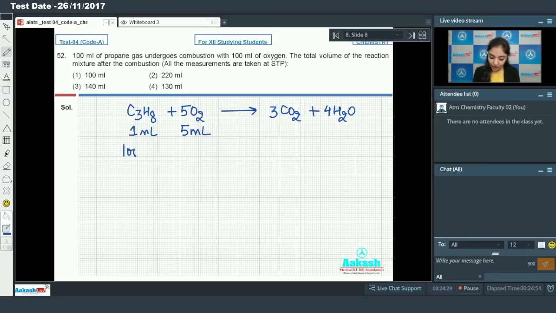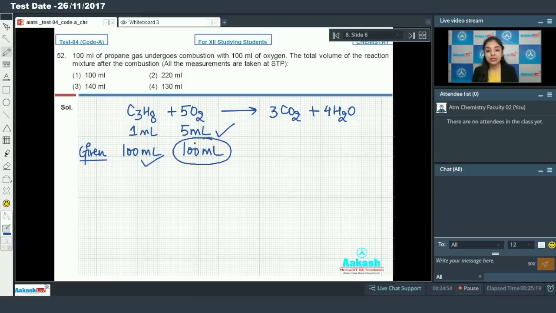Now you have been given 100 ml of propane gas with 100 ml of oxygen. So when 1 ml of propane gas needs 5 ml of oxygen, for 100 ml the required volume of oxygen will be 500 ml. But here only 100 ml is given. So it is my limiting reagent because it is present in lesser amount.